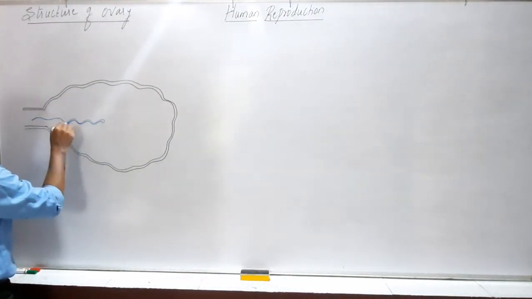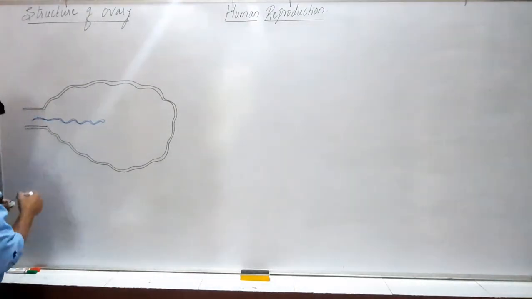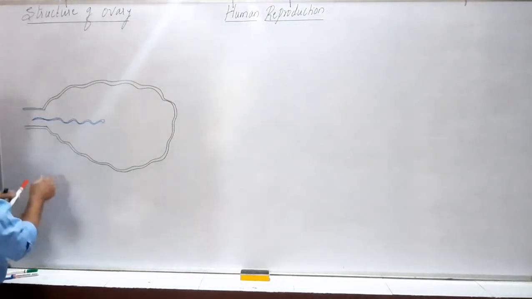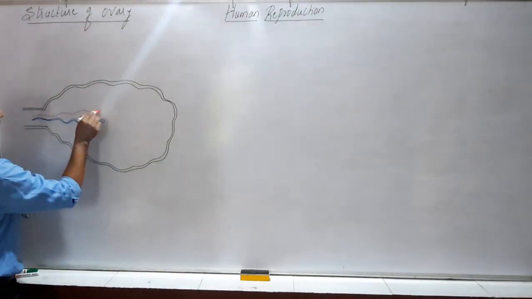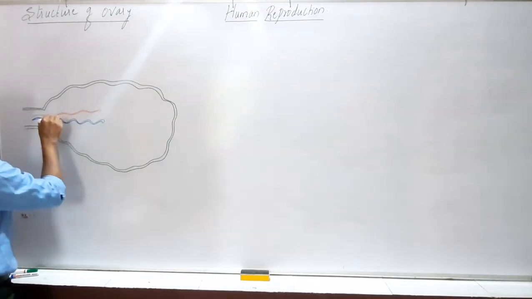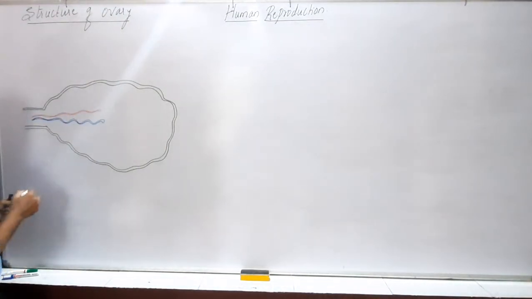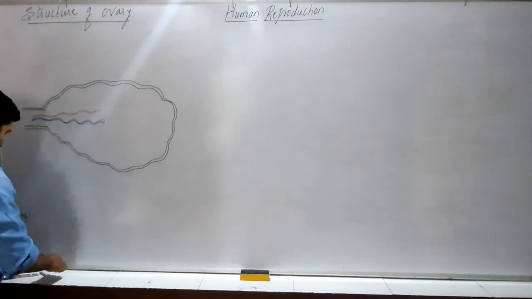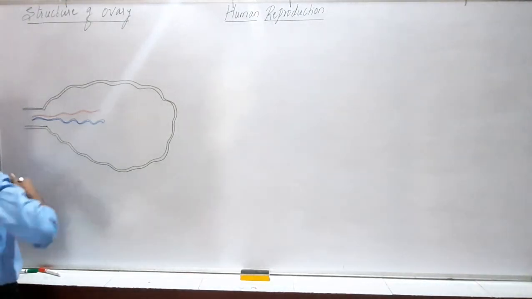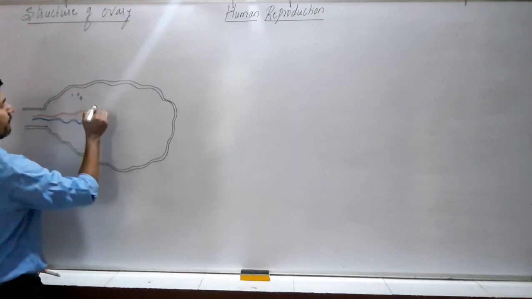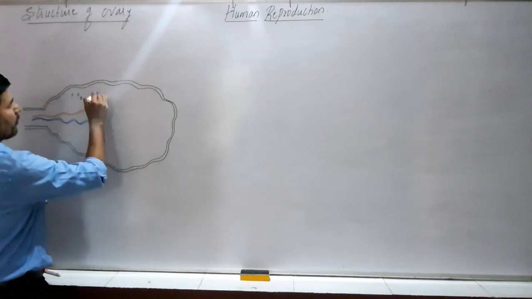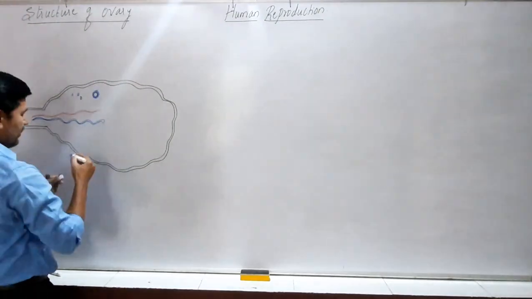There are certain blood vessels which are called arteries and veins. So this is a vein, and here we have the blood vessel called an artery also. So arteries and veins are present here. Now in this part we have certain developing follicles also, and here we have a growing follicle called a primary follicle.